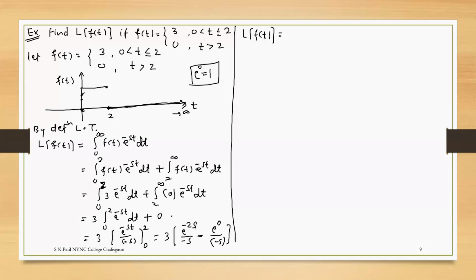The denominator is the same. Keep 3 outside. Now it can be written as 3 times, with the same denominator, the first term e raised to minus 2s and the second term minus 1, giving 1 minus e raised to minus 2s. So the answer is 3 times the bracket 1 minus e raised to minus 2s, upon s. That is the solution of the first problem.